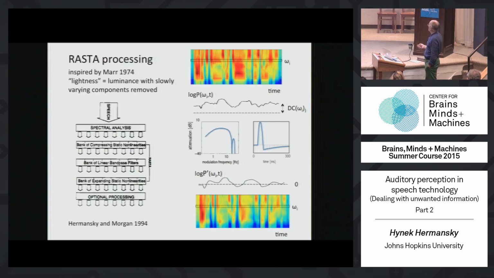The processing was that we would first take the logarithm, and then we put each trajectory through a bandpass filter, which would be suppressing DC and slowly changing components. Namely, it was suppressing anything slower than 1 Hertz. And it also turned out to be useful to suppress things higher than about 15 Hertz.